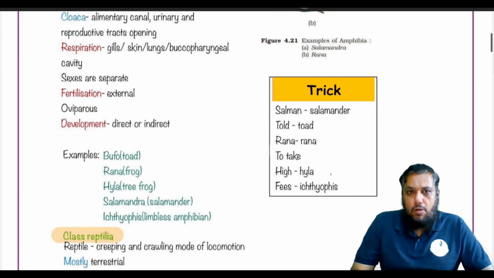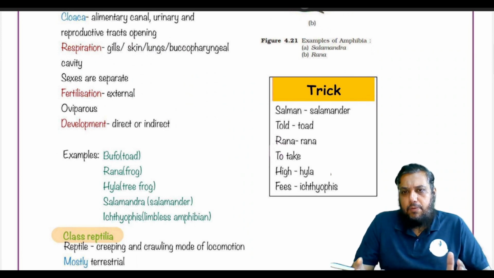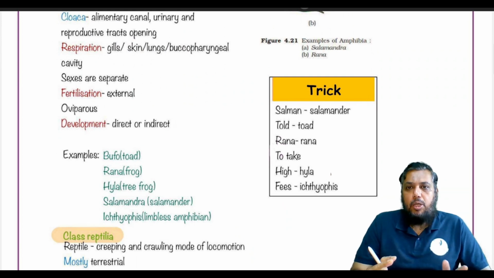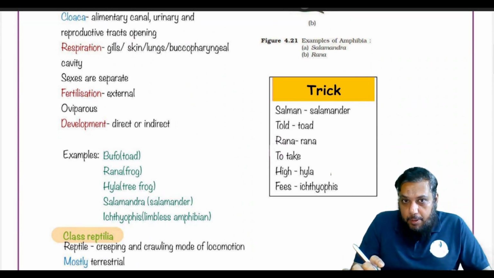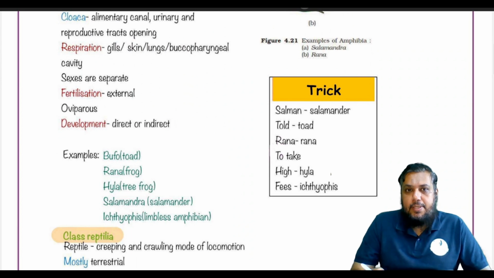Sexes are separate, so you have separate males and females. Fertilization is external, in water. Their egg laying development can be direct or it can be indirect. I have told you what is direct and indirect development. In the case of indirect development, larval stages are seen and there is no similarity, meaning resemblance between the young and the adult. Whereas in direct development there is a similarity, a resemblance, seen between the young ones and the adult.